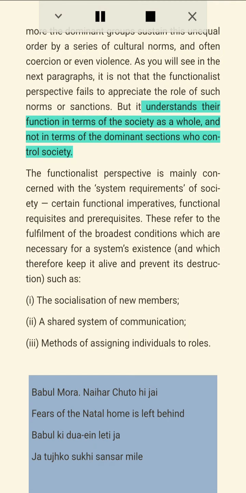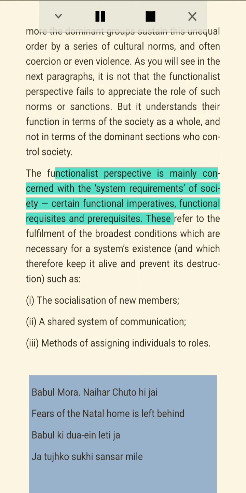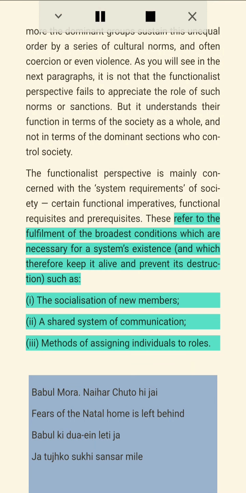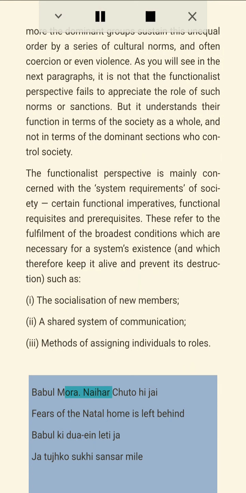As you will see in the next paragraphs, it is not that the functionalist perspective fails to appreciate the role of such norms or sanctions, but it understands their function in terms of the society as a whole, and not in terms of the dominant sections who control society. The functionalist perspective is mainly concerned with the system requirements of society, certain functional imperatives, functional requisites and prerequisites. These refer to the fulfillment of the broadest conditions which are necessary for a system's existence, and which therefore keep it alive and prevent its destruction, such as the socialization of new members, a shared system of communication, methods of assigning individuals to roles.